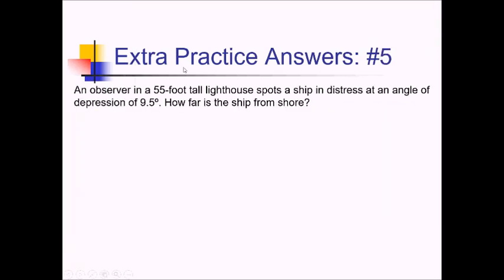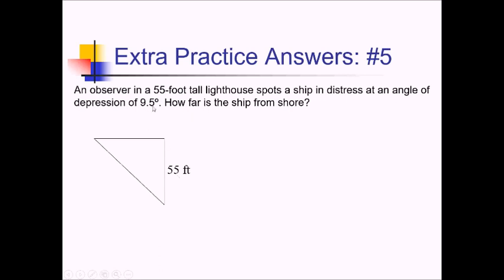On this one, we have an observer in a 55-foot lighthouse spotting a ship in distress at an angle of depression of 9.5 degrees. We want to know how far the ship is from the shore. So this might actually be good to know. Well, angle of depression, we've got an upside-down right triangle. So here is your observer in the lighthouse at the top of this triangle, and down here is our ship in distress. So we've got a 55-foot tall lighthouse. Well, the lighthouse is over here, and it's 55 feet, but that's the same as this other side of the triangle that's vertical. So we're going to put the 55 over here just to put it somewhere on the triangle.